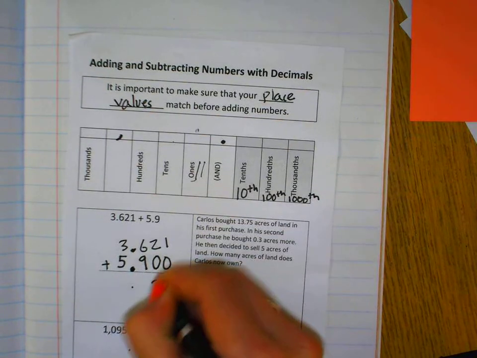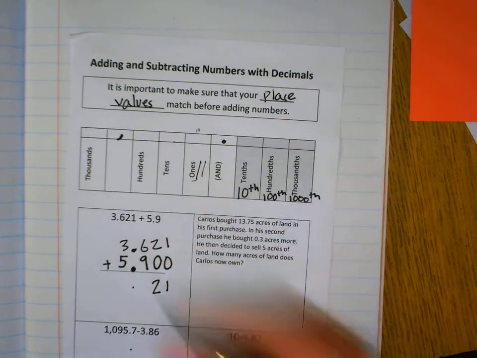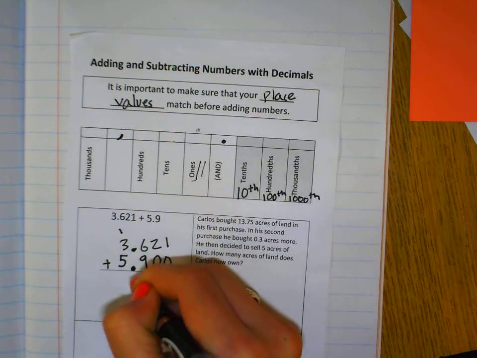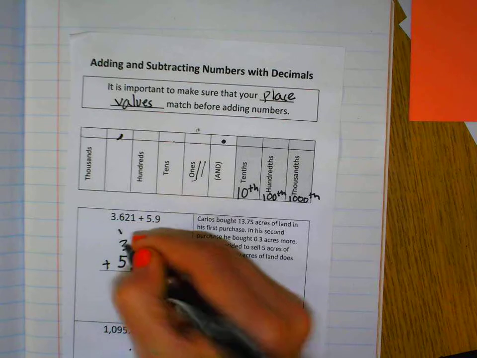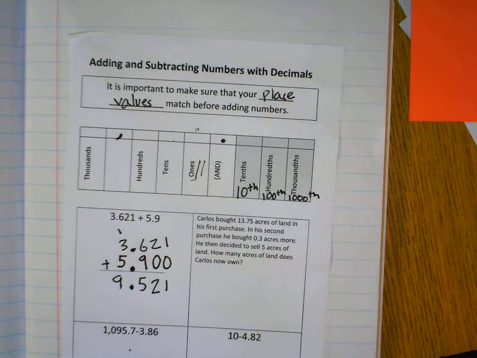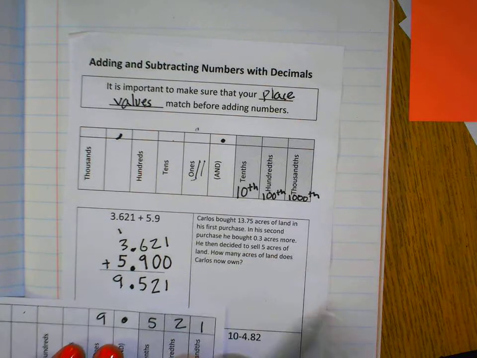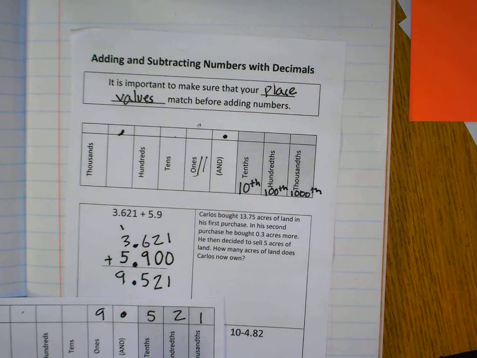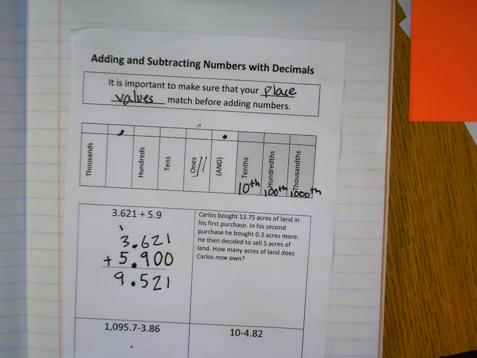2 plus 0 is 2. 6 plus 9 is 15. I bring my decimal straight down into my answer. 1 plus 3 is 4. Plus 5 is 9. So when I go to read my answer, I'm going to read that as 9 and 521 thousandths. Okay, make sure you have that written down and go answer those questions on adding decimals.